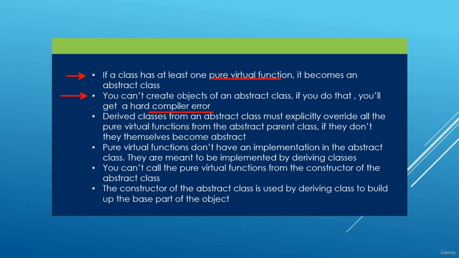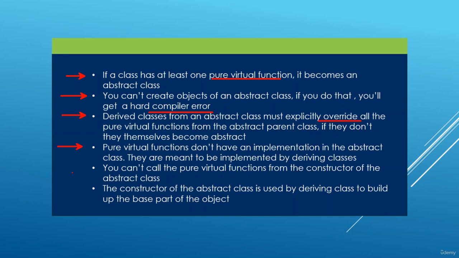Another thing I don't think I made super clear is that derived classes from an abstract class must explicitly override all the pure virtual functions from the base class. If you leave in any pure virtual function that you don't put an implementation in for, your derived class is also going to become an abstract class, and you won't be able to create objects of it. You need to keep this in mind.